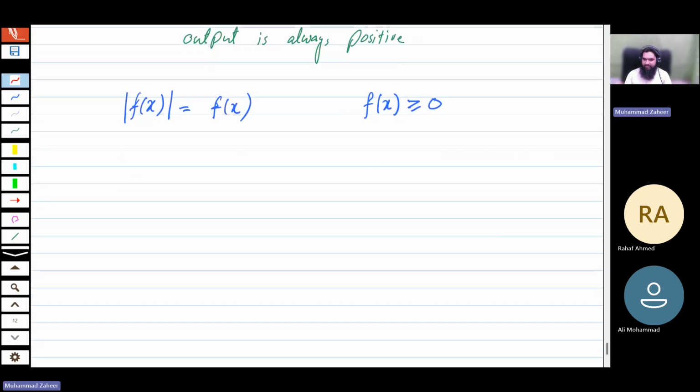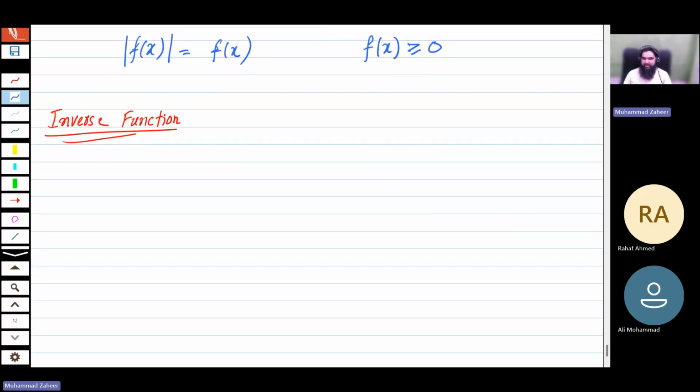The next thing in functions that we are going to cover, which is our main topic today, is the inverse function. Okay, the inverse function works like this. For example, in numbers, what is the multiplicative inverse of 2? That is 1 by 2, and multiplying them you get the answer 1. That is basically your multiplicative identity.